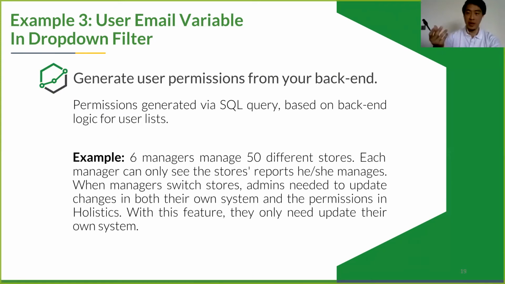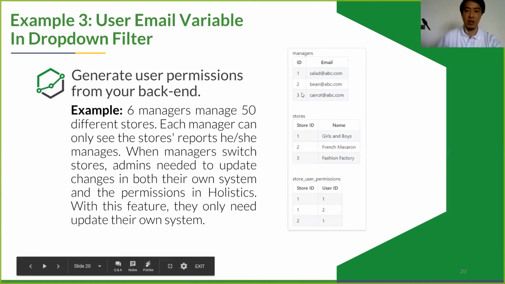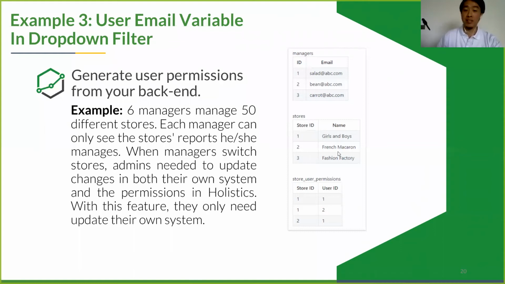So in this example, we're going to show you how you can generate that access using a query to your database. All you have to do is update your system and those tables to be able to control what these different managers will see for the stores that they can access. I'm going to show you using these 3 tables. One is the managers table, one is the full list of stores, and then the store permissions, which define which stores should be allocated to which user IDs.